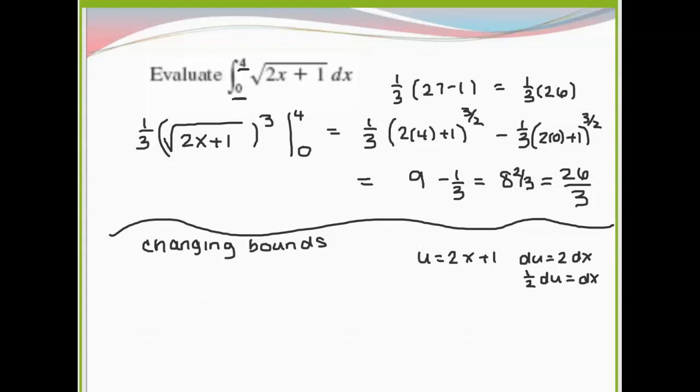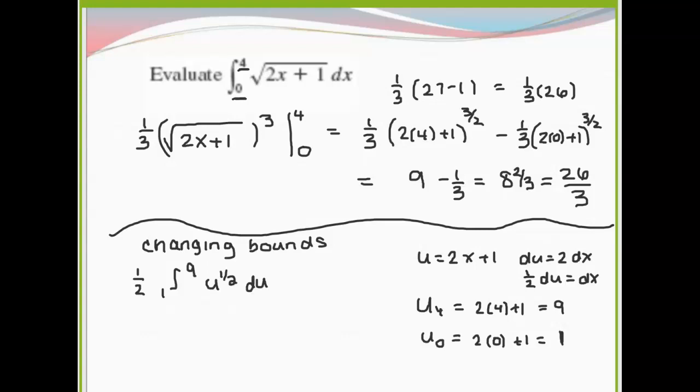But now, I'm going to get rid of the x bounds, 4 for my upper and 0 for my lower, by replacing my upper and lower bounds with bounds related to u. So that's like 2 times 4 plus 1, which is 9, and 2 times 0 plus 1, which is 1. So I'm now going to integrate 1/2 from 1 to 9 of u to the 1/2 du.